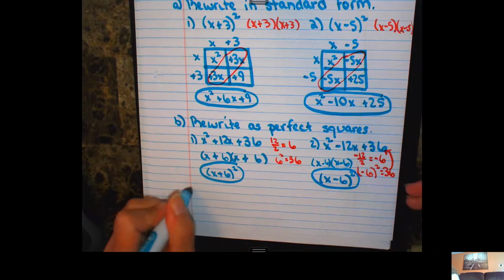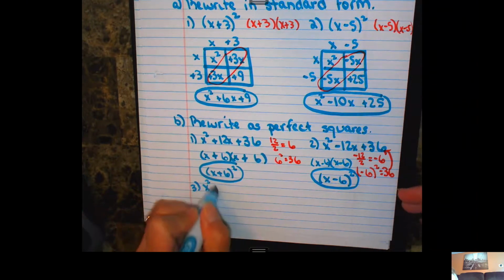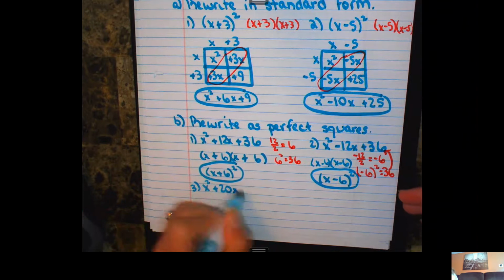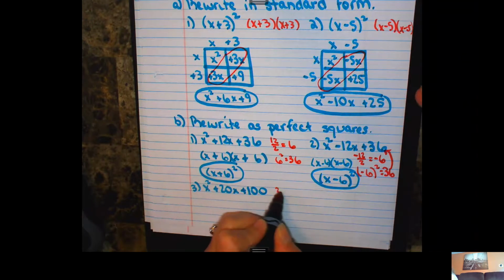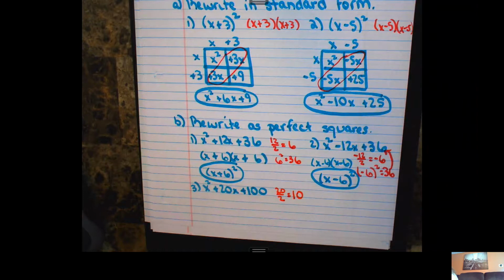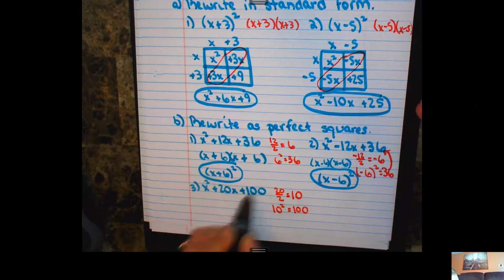This is number 3. Can you write x squared plus 20x plus 100? So let's see if it's a perfect square. I'm going to take this number in the middle, this 20, and divide it by 2. That gives me 10. If I square that 10, 10 squared, that's 100. And that's what I see right here. So that means this is a perfect square.